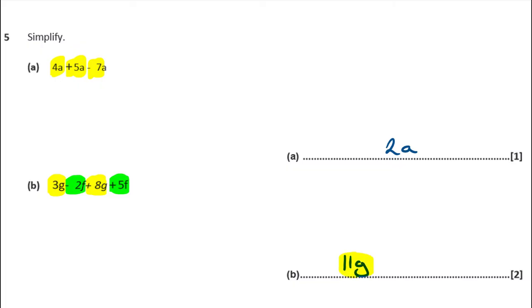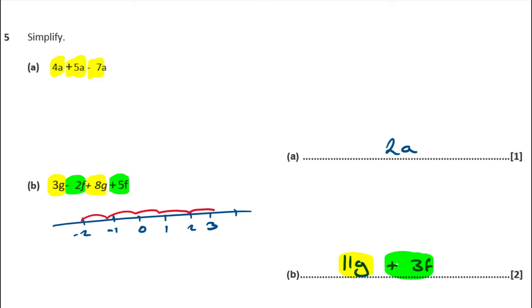And then negative 2f plus 5f. There's different ways of thinking about this. You could start at negative 2 on the number line and then count up 5. 1, 2, 3, 4, 5. Where does that take you to? Minus 2, minus 1, 0, 1, 2, 3. It takes me up to 3, so it's going to give me 3f. The other way of thinking about it is negative 2f plus 5f is the same thing as 5f take away 2f, which is 3f. Either way, you're going to get 11g plus 3f as your final answer.